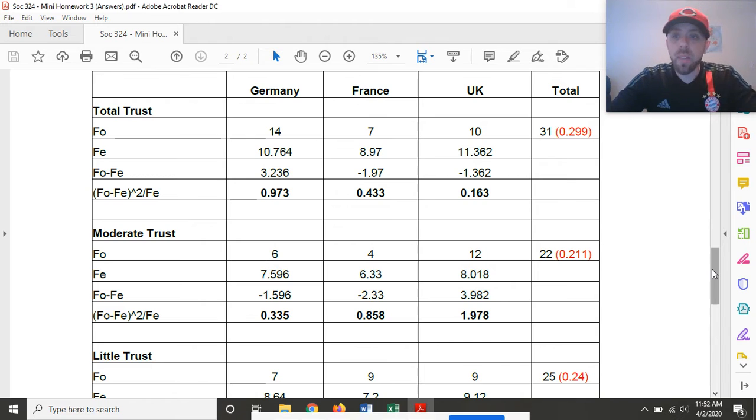But first, in order to be able to calculate frequency expected, I needed to get the percentage in each total category. And those I have highlighted here in red. So 31 people out of 104 total in the sample, 31 of everybody has total trust in Parliament. And so that is 29.9%. How did I get that? Well, I divided 104, which was my total number of people in the sample, into this 31, which is the number of people in the total trust category. That gives me 29.9.